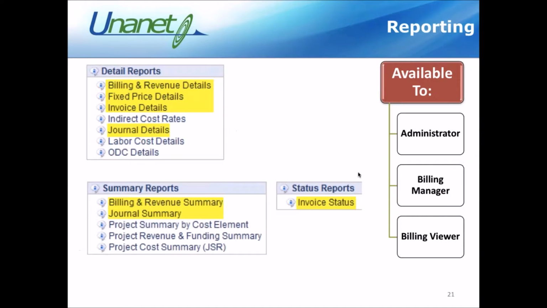All right, so one last thing, reporting is available to the administrator, the billing manager, and the billing viewer, those three roles. Of course, the administrator has access to everything, right? So we have our detail reports and then our summary reports. The key report that I'm going to show today is the billing and revenue summary report. That's just really valuable to have up, and you can see where all the transactions are, drill down to the detail reports here. This billing and revenue summary report, when you drill down, we'll get to the billing and revenue details, invoice details, journal details, etc.